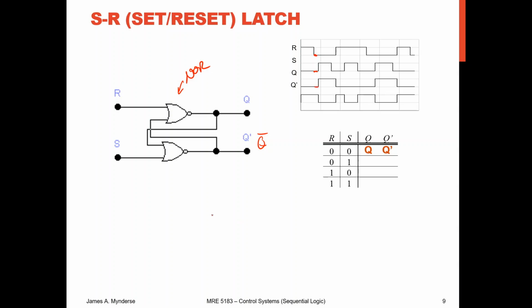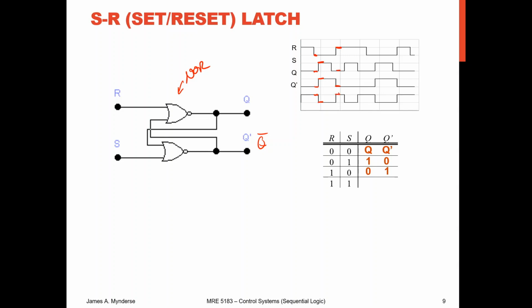My pen always skips a little bit. No change during that time in Q and not Q. When S goes high, then Q is going to go high and not Q is going to go low. So where's an example of that? S goes high right here, so Q goes high, not Q goes low. If we go the opposite way, R goes high, then Q goes low. So here's R going high and S going low, and so Q goes low and not Q goes high.